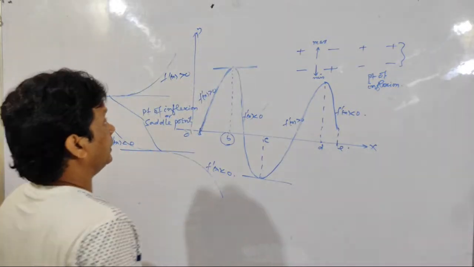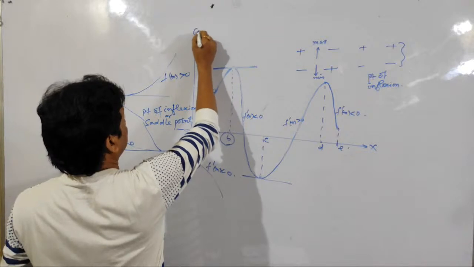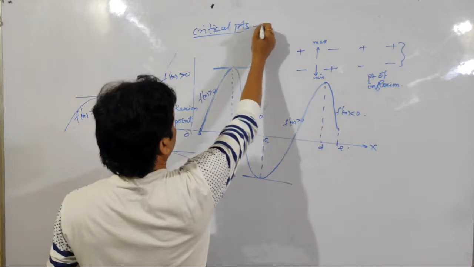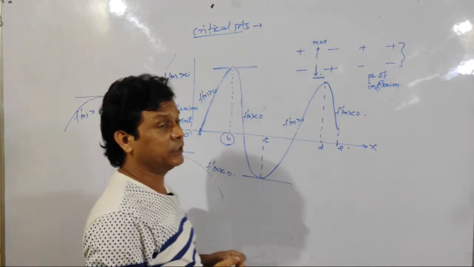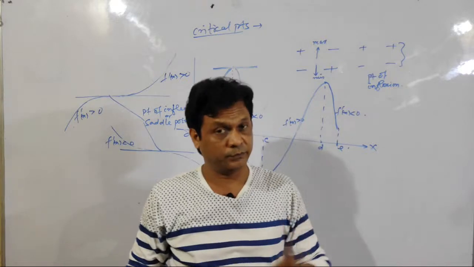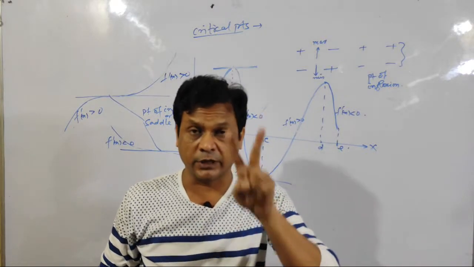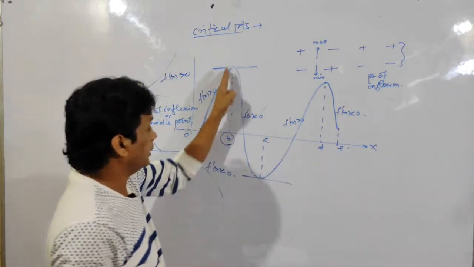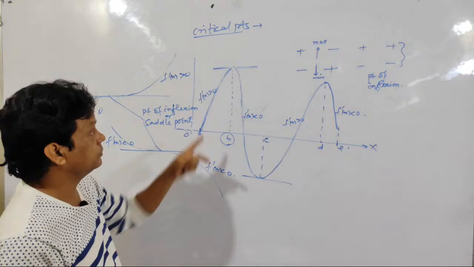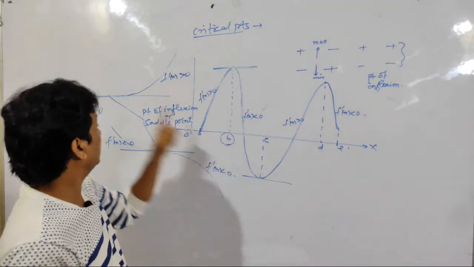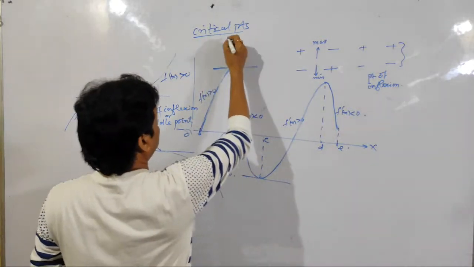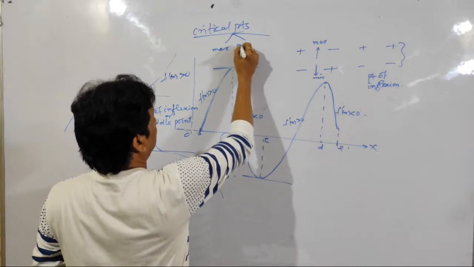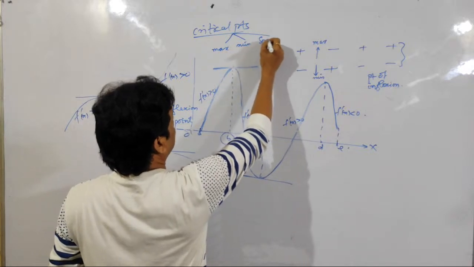Now, what is the meaning of critical points? Critical point means it is the point where the derivative does not exist or derivative equal to 0. 2 points. Derivative does not exist or derivative equal to 0. Clear? So, what are the points where the derivative equal to 0? Point of maxima, point of minima, and point of inflection. That means here the critical points are maxima, minima, and saddle point.